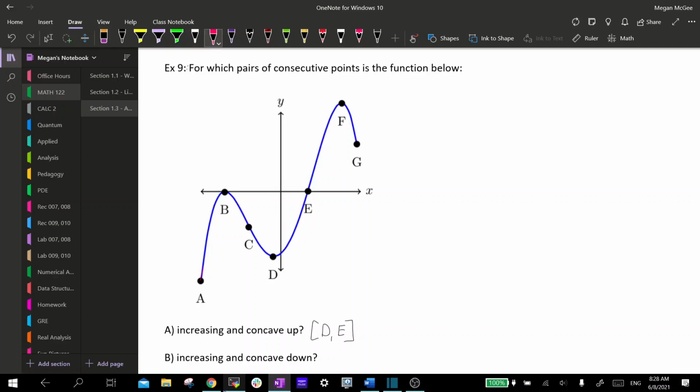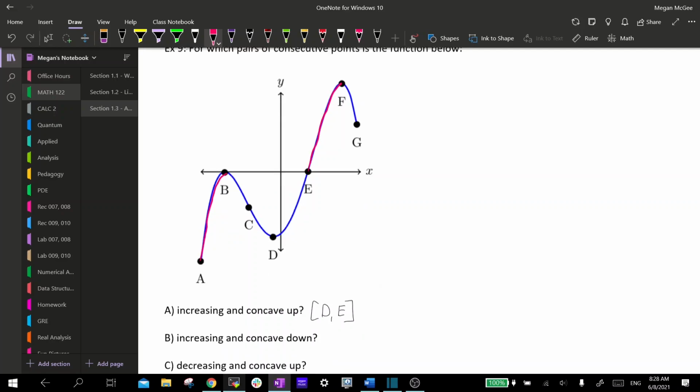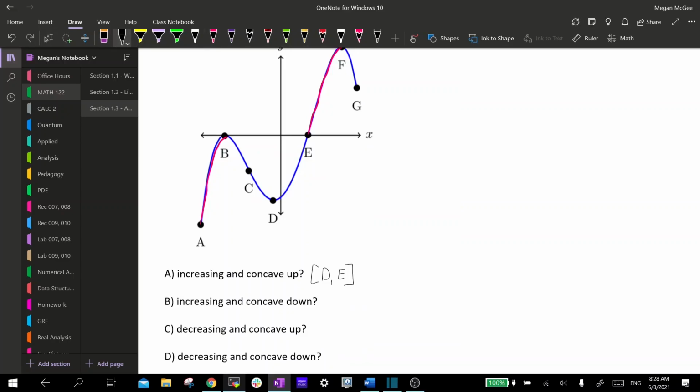So then we need increasing and concave down. Well, those will just be the other two areas that I erased just a second ago. So increasing and concave down, we have from A to B. And then union, this is just kind of an and symbol, with E to F.